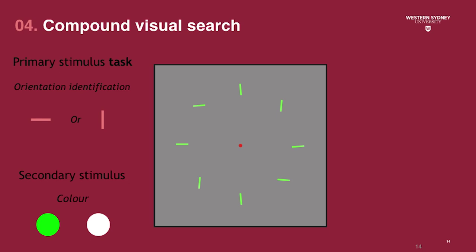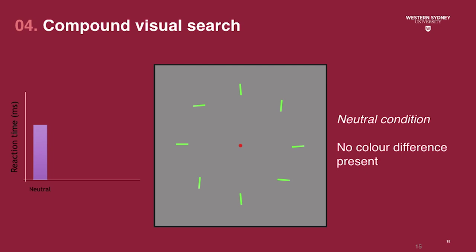Compound search tasks involve a primary stimulus upon which subjects actually base their task, and a typically more interesting secondary stimulus. In this slide, the primary stimulus involves orientation, and the subject's task requires them to identify whether or not one of those lines is either perfectly horizontal or perfectly vertical. The secondary stimulus, however, is colour. In this particular example, this secondary colour stimulus is actually invariant across all of the objects. Consequently, one is unable to use this colour information to guide one's search.